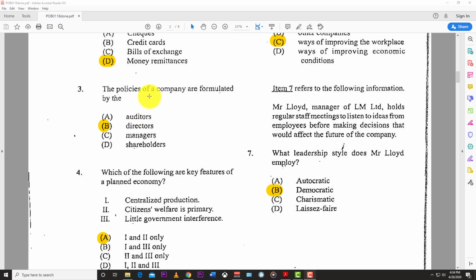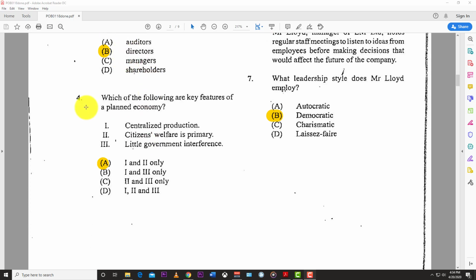Number 3, the policies of a company are formulated by, and for me, the best answer here is B, the directors. Some people might debate and say the managers, but for me, the directors set the vision statement and mission statement, and then managers might formulate certain things around that, but the overall vision and mission of the business is normally set by the directors.